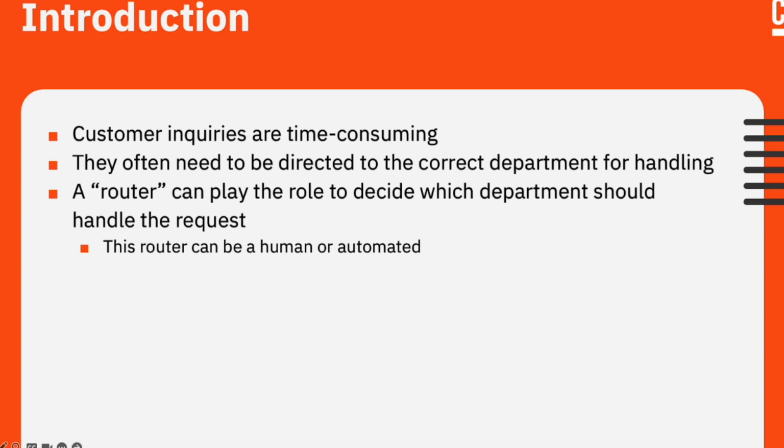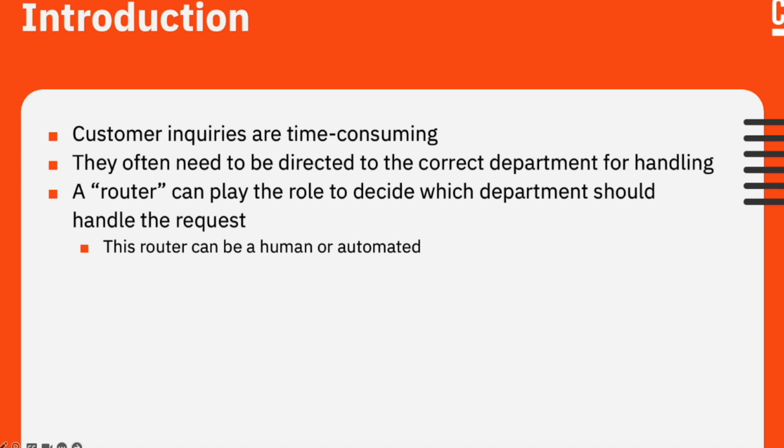So a little bit of an introduction. As we know, customer inquiries are time consuming. They have to be sent to the correct department for proper handling. You need to make sure that you're dealing with the customer with the right kind of attitude based upon the comment that you received. In many companies, someone implements a router, I'll call it, which plays the role of determining where you're going to send a particular request.